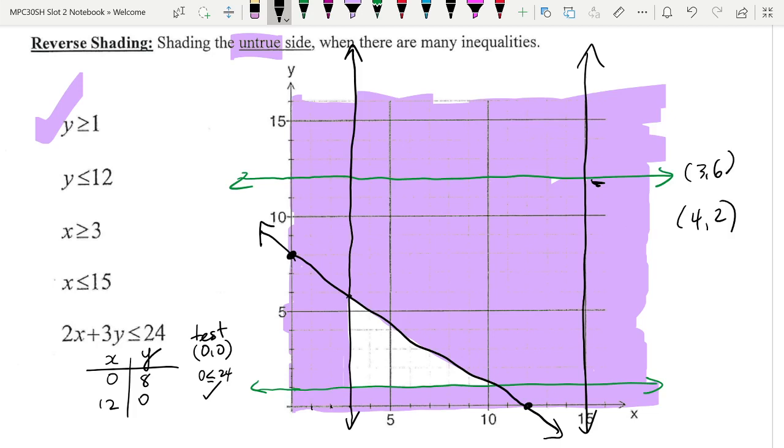4, 2 is a point. Let's see, 3, 5 is a point. 4, 5 is a point. Let's pick ones that are kind of for sure out in the middle here. How about 5, 3 is a point, and you get the idea, etc. So this is possible solutions. And there we go. All right.